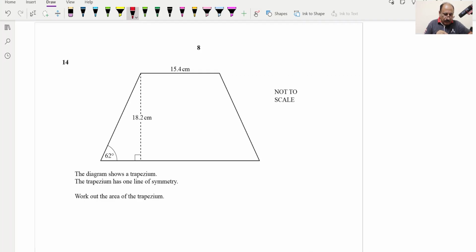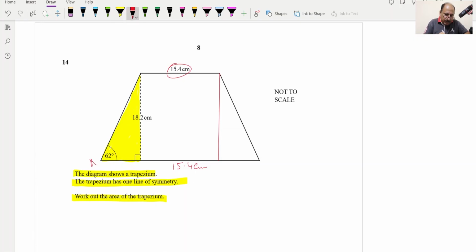Question number 14 says the diagram shows a trapezium. The trapezium has one line of symmetry. Work out area of the trapezium. So what we can do, we can basically draw a line, and this one, and this is 15.4, so this will also be 15.4 centimeters, and we can now consider basically this triangle, and we need to find the base of this triangle because the additional line length we need to find.